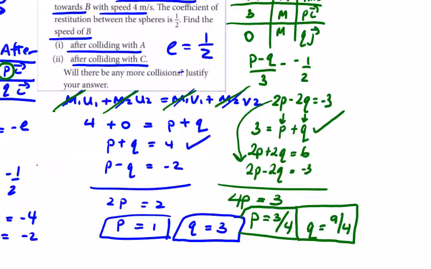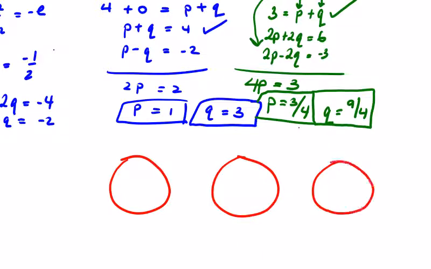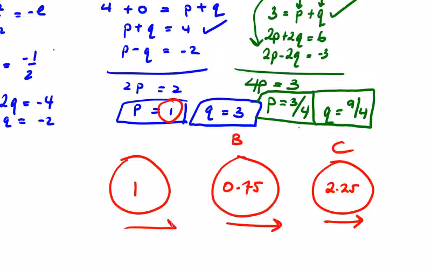So will there be any more collisions? Let's have a look here. What's going on? We have our A, our B, and our C have all collided. Their speeds are now, this guy, 2.25 in that direction. That's C, and B is 0.75 in that direction, and A is 1 in that direction. So it does look like A is going to catch up with B. A will collide with B. And our justification is our brilliant diagram.